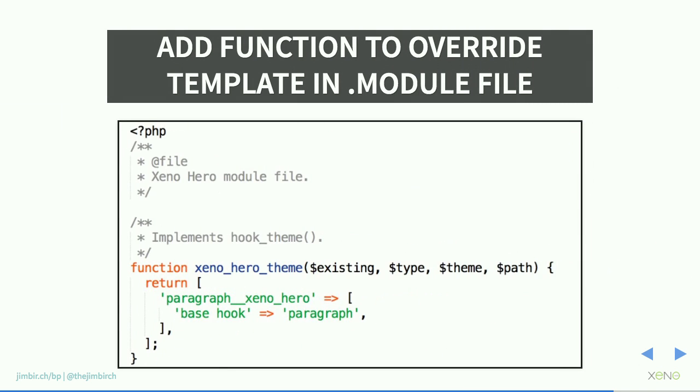Here's what the function looks like. It's hook_theme, which basically says if you need a theme for the paragraph__xeno_hero, use this template over here. The Bootstrap Paragraphs module does this to a lot of the paragraph bundles, and there's a couple of field bundles I do it to too if you want some examples.